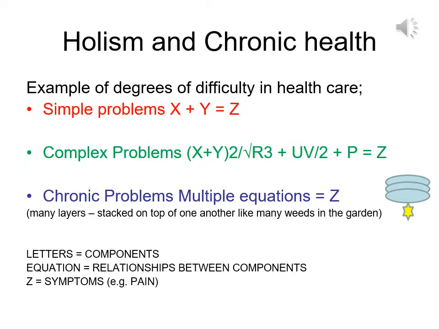But a complex problem is this: (x plus y) to the power of 2 over the square root of r3, plus uv over 2, plus p equals z. Now to show you how it works, x and y is the same muscle and joint issue that was in the first case, but it's complicated now because there's a liver issue. Let's say there's a liver issue underneath, causing viscerosomatic reflexes, affecting those muscles and joints, locking them in a particularly complicated little pattern. And then the person's got emotional issues at home, stress at work, complicated. P could be poor nutrition or poor technique at sport.